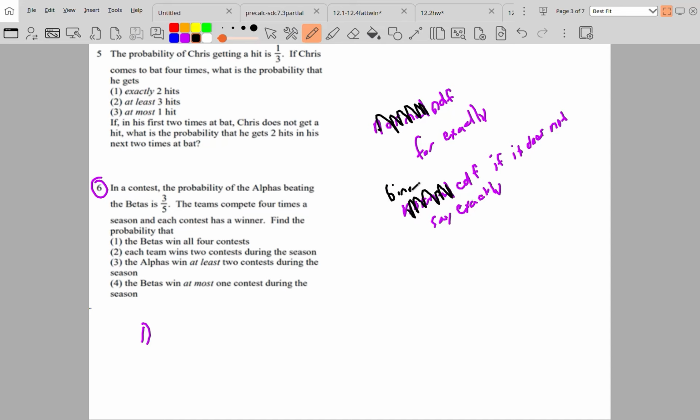It's binomial. Normal CDF and PDF are something else, aren't they? So anyways, the betas win all 4 contests. So they're going to win all 4. This means that they could win, well, it's going to be exactly 4. So we're going to do a binomial probability distribution formula.